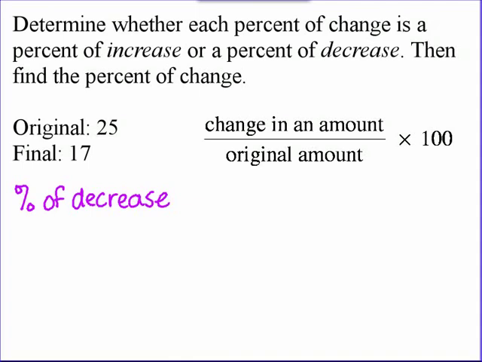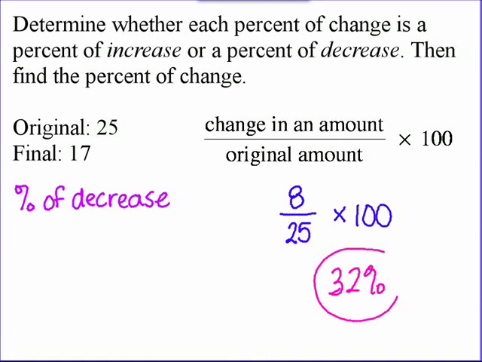So how much have I changed? 8. Now we don't need to put the negative in because we're already saying it's a decrease. So the change in the amount from 25 to 17 is 8, divided by the original amount, which is 25. And I'm going to take that times 100. What is your percent of decrease? 32%. Now, when we take it times 100, it actually puts it in percent form, so all I have to do is label that with a percent sign.